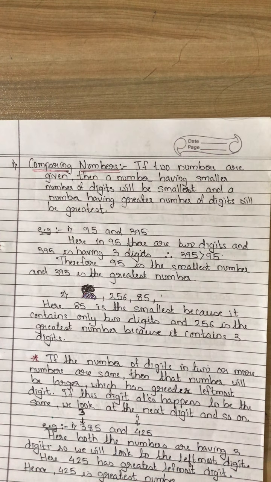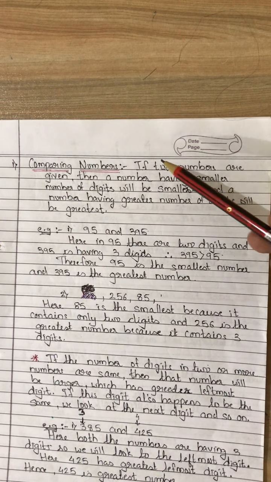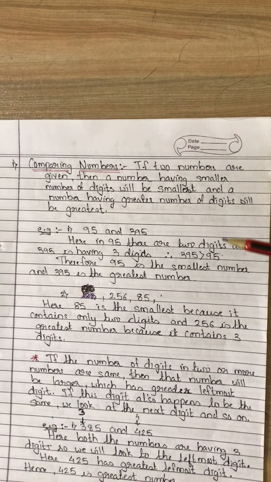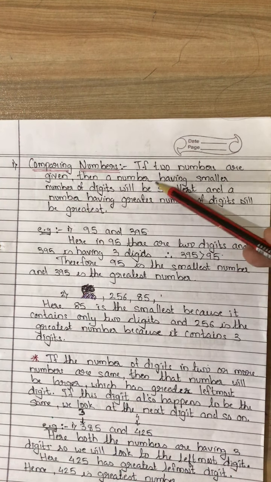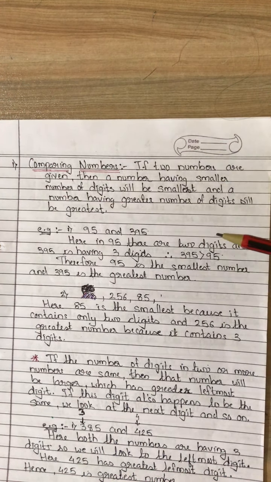Now, what is the method to compare two numbers? The description is given before you. If two numbers are given, then the number having the smaller number of digits will be the smallest, and the number having the greater number of digits will be the greatest. What does this mean? Let us take some examples.